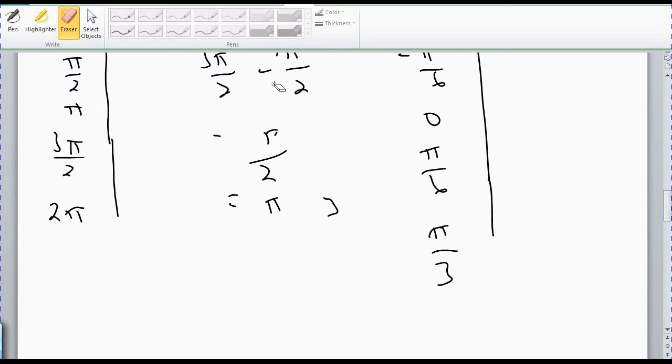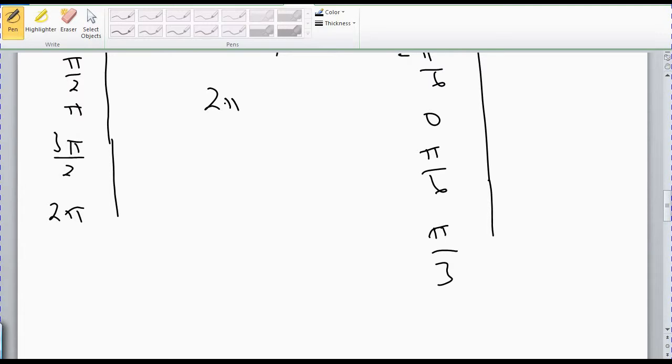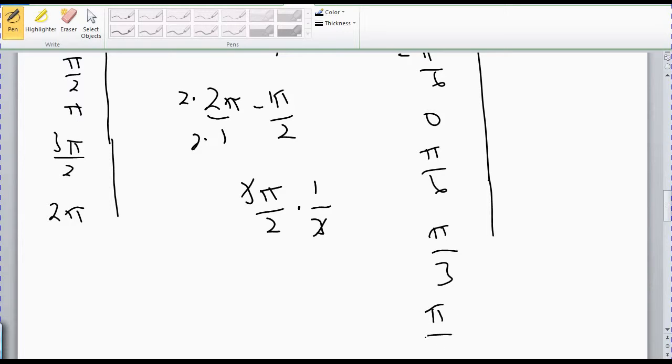And then my last one is the 2 pi. So I'm going to take 2 pi, subtract pi halves again, put that over 1, times it by 2. 4 pi minus 1 pi is 3 pi halves. Then I'm going to divide that by 3, which is the same as multiplying by 1/3. These 3's cancel, and it leaves pi halves.